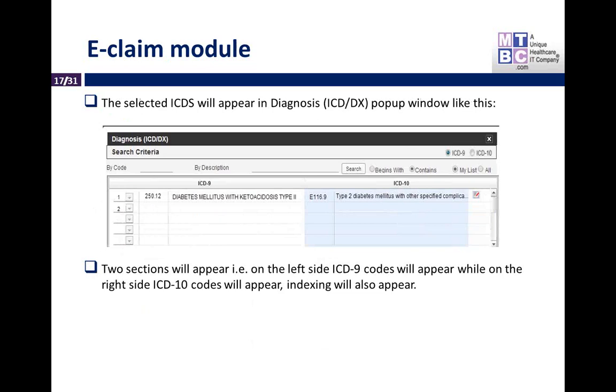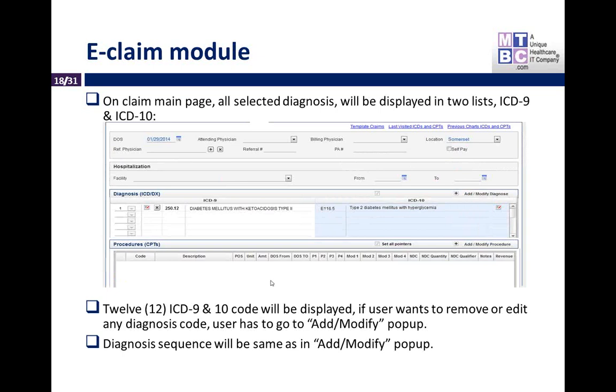The selected ICD will appear in the diagnosis pop-up window. There will be two sections: on the left side, ICD-9 codes will appear, while on the right side, ICD-10 codes will appear. The user can add up to 12 ICD-9 and ICD-10 codes at a time. As mentioned earlier, the deadline for ICD-10 transition is October 1st, 2014. This means that till that time, the providers should be using ICD-9 and can gain knowledge of ICD-10 codes by using the E-claims module.